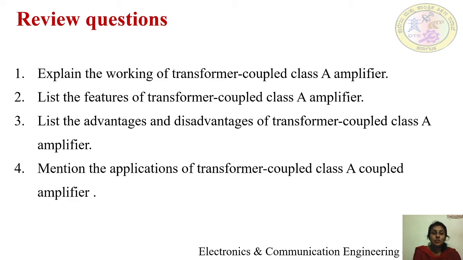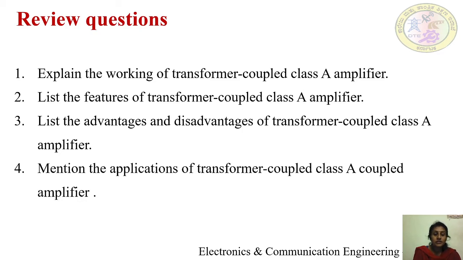So these are some of the review questions. Explain the working of transformer coupled class A amplifier. For this you should write the circuit diagram and working, how it works, and list the features of the transformer coupled class A amplifier. As I mentioned earlier, write some of the features, and list the advantages and disadvantages of transformer coupled class A amplifier. Next, mention the applications of transformer coupled class A amplifier. For this you should write the applications.